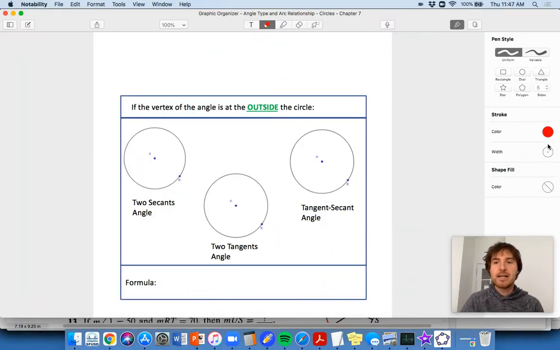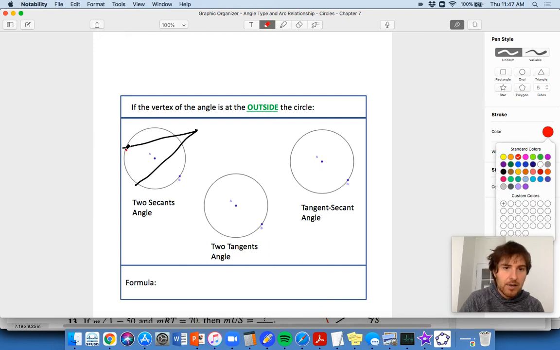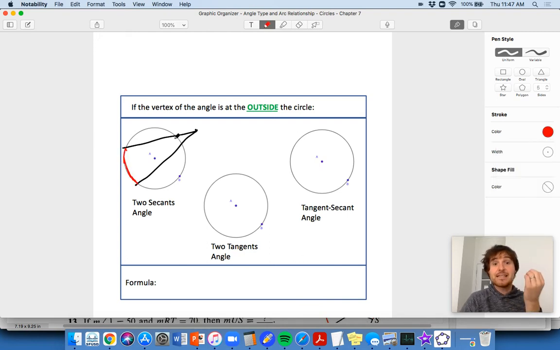Anyways, if the vertex is outside the circle, you have 3 situations. You have a 2 secant angle. So maybe I'll get a point outside the circle and I'll draw two lines spying the circle from there. What do I have? I have 2 intercepted arcs. Check it out. My vertex is outside the circle. I draw towards the circle. That angle is going to intercept 2 arcs. I got this arc here and this arc here.